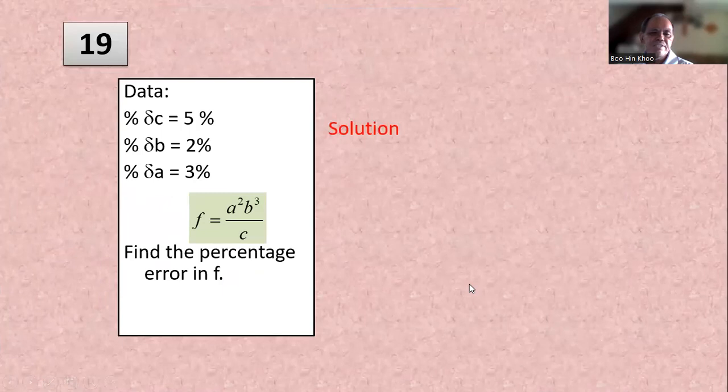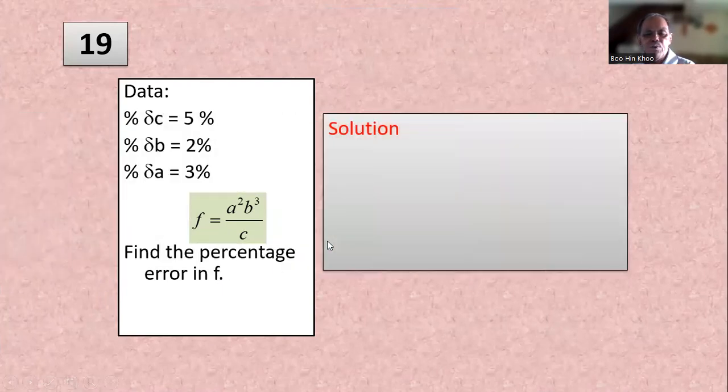Let's try this question. There's a percentage error in C, percentage error in B, percentage error in A. These are the different quantities. And F, the formula, A squared B cubed divided by C. Find the percentage error in F.